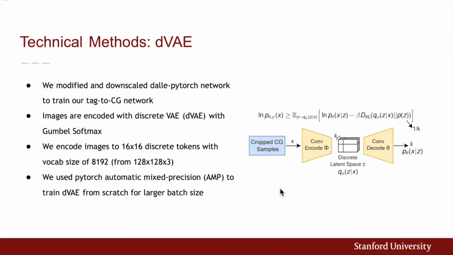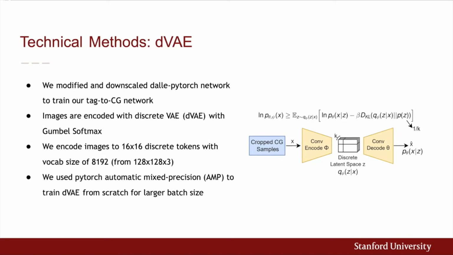Hi, everyone. I'll be going over our training method. So we basically use a modified DALL-E network for our tag to CG conversion. And the first step to our training is we first train a discrete VAE. And then the VAE basically has a discrete latent space through the Gumbel softmax function. We encode the image to a 16 by 16 discrete token, with a vocab size of around 8,000.